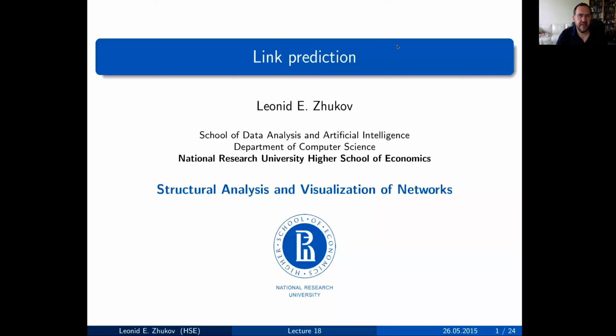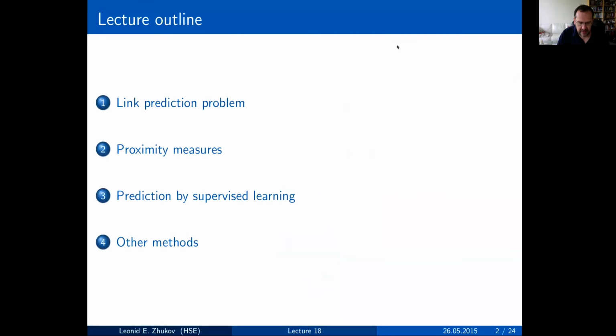So the topic for today's lecture is link prediction. It's the second lecture on machine learning methods for predicting within networks. We're going to define the link prediction problem. We'll talk about various measures of similarity between nodes, or proximity measures, and we'll talk about doing prediction using classical supervised learning techniques. I will mention some other methods. I will not go into the details, but I'll give you references if you're interested.